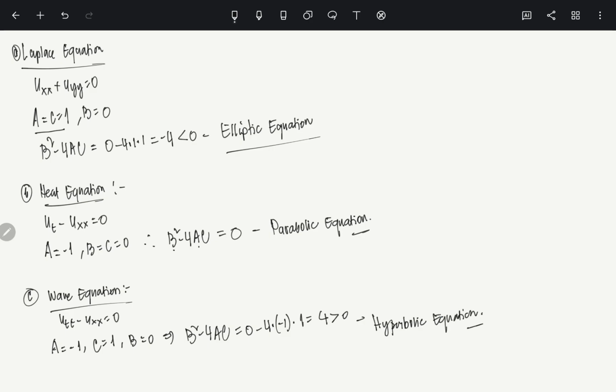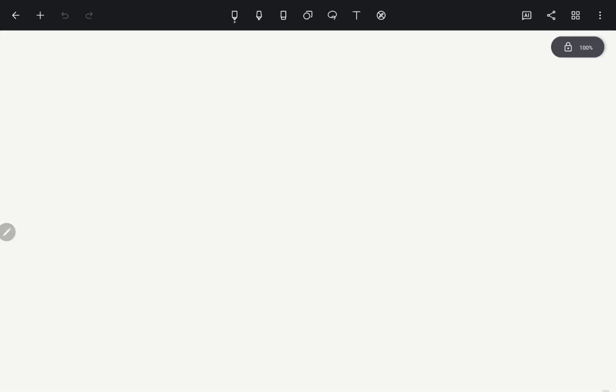These are the prototypes. Now let me give you another last example. We are not taking a simple problem like this. Let's take this example: x squared u_xx plus y squared u_yy equals 0. That's the equation. Now I want to see whether this is a parabolic or a hyperbolic equation.